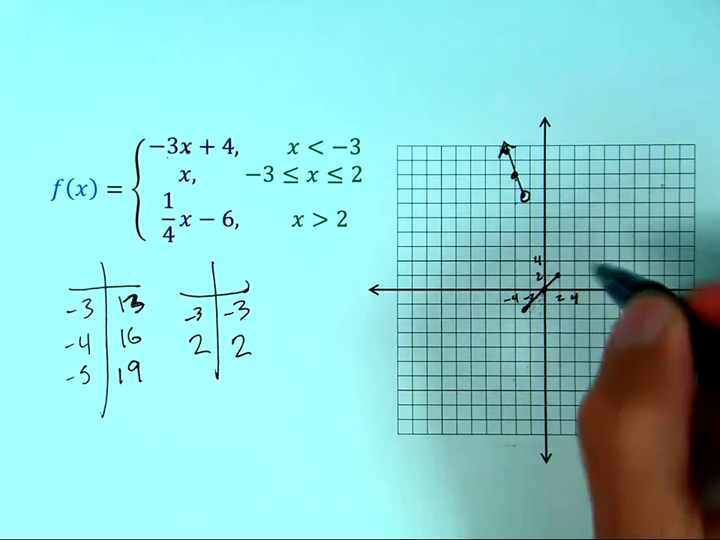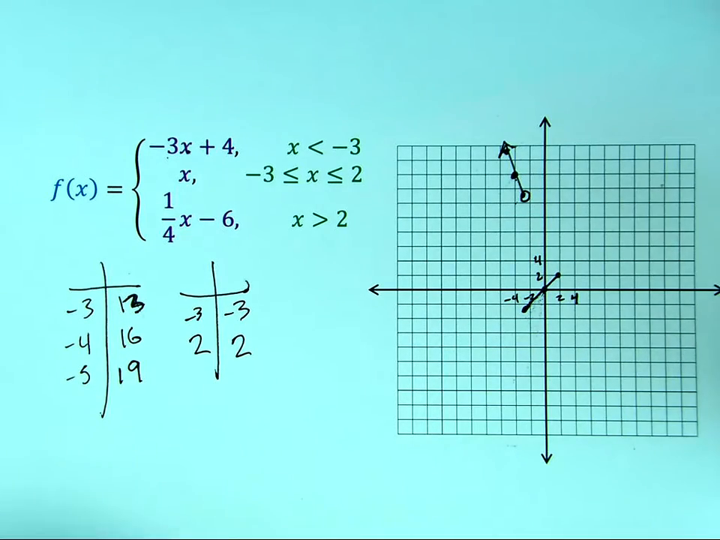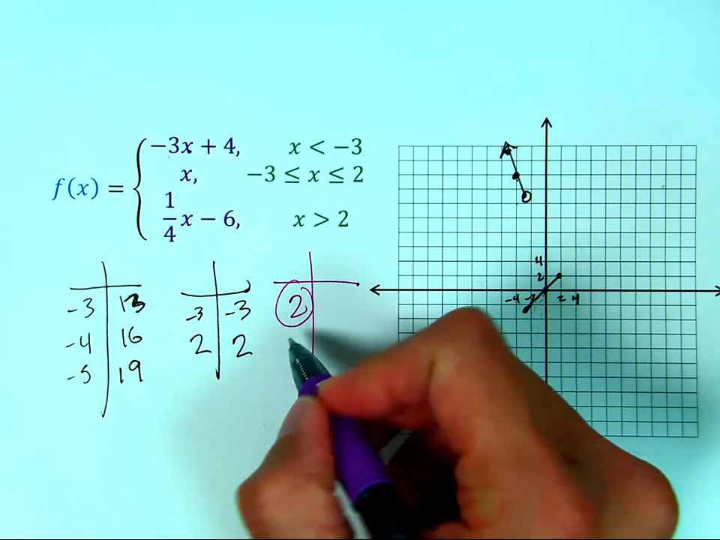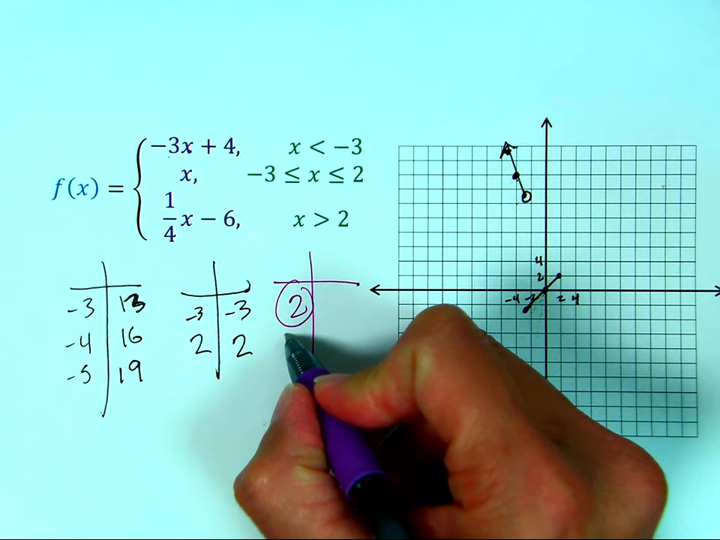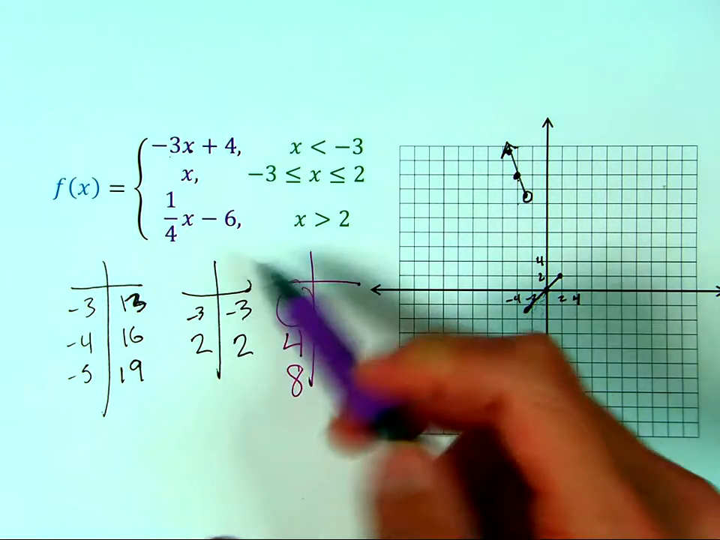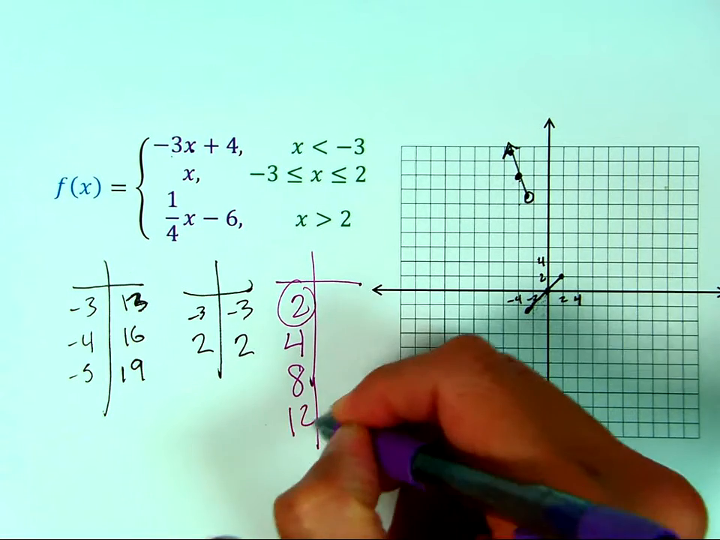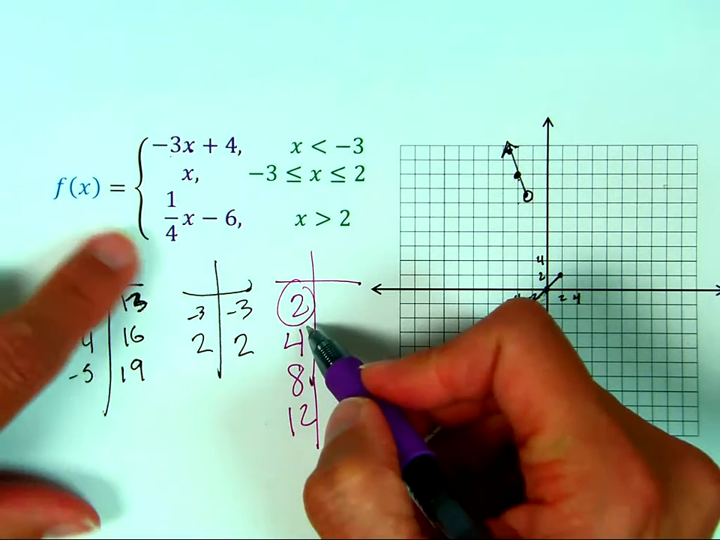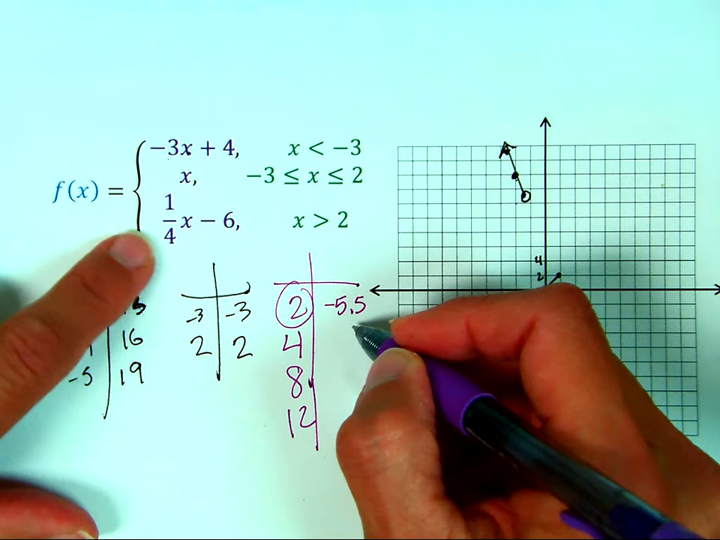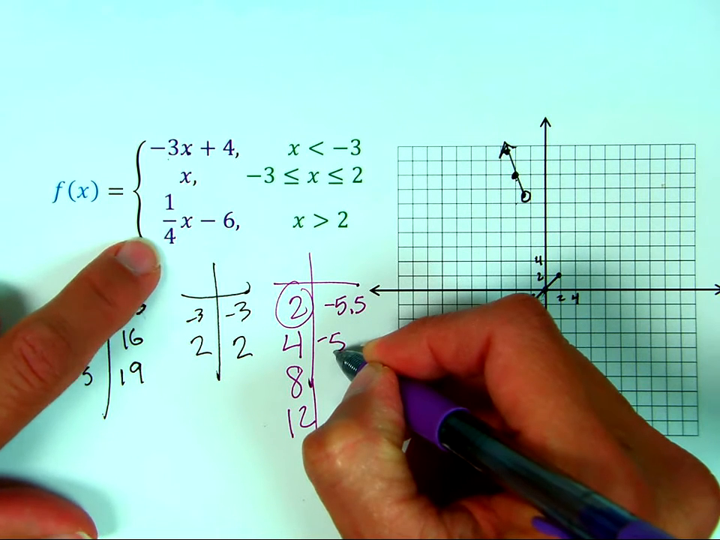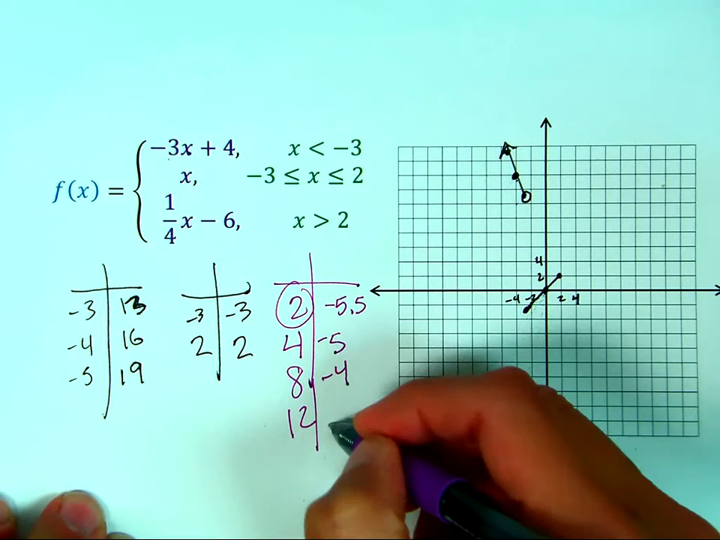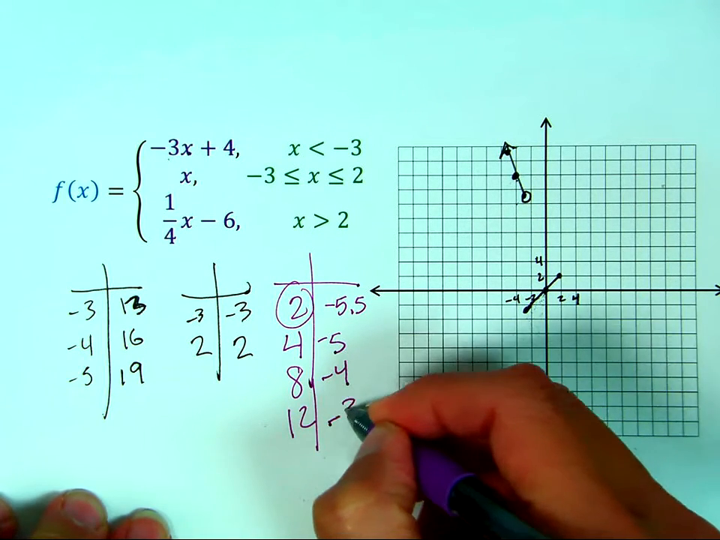Okay, last one is for anything that's greater than 2. So 2, 4, 8. I'm going to choose numbers that are divisible by 4 because of that fraction right there, except for the first one. And 12. We'll just do a few. So if I put a 2 in there, I get 1/2 minus 6, which I believe is negative 5.5. If I put a 4 in there, I get a negative 5. If I put an 8 in there, that gets me a 2. So that's a 2 minus 6 is negative 4. If I put a 12 in there, I get 3 minus 6, which is negative 3.